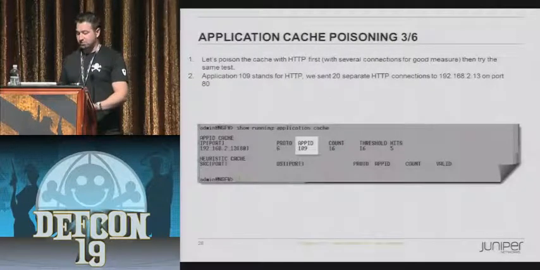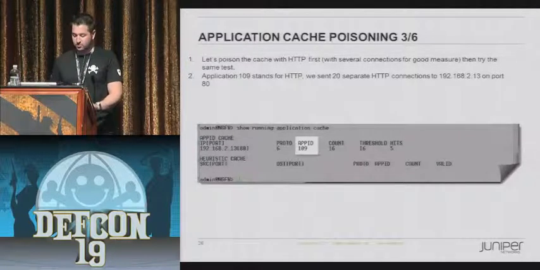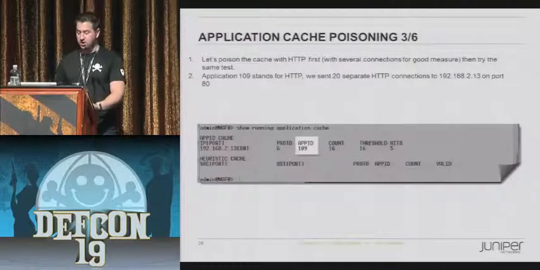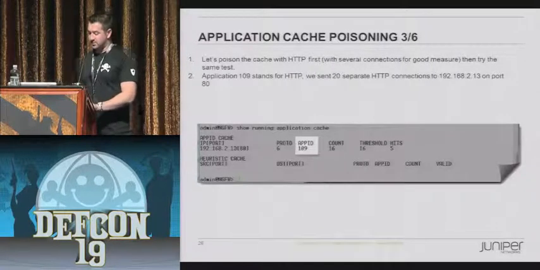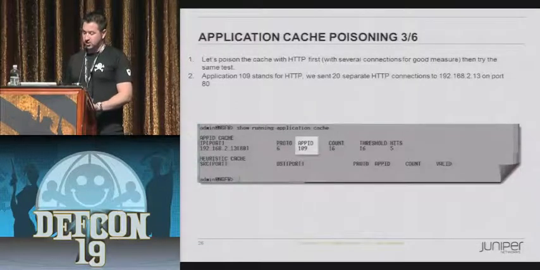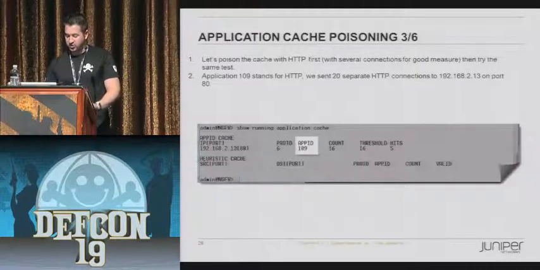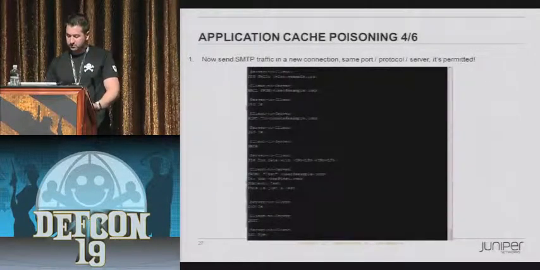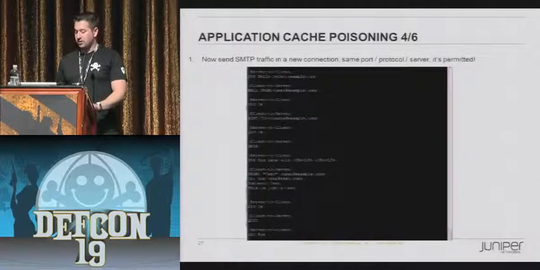So in this case, I just sent a bunch of HTTP messages. I just used this simple program I whipped up again, but you could use wget or really anything, as long as the client and the server can properly collude. So I send a bunch of HTTP messages, and you can see that it puts an entry in the application cache. Protocol 6 is obviously TCP, port 80, and it cached it as application ID 109, which stands for web browsing, in this case HTTP. And so now, whereas before I couldn't send my SMTP traffic through, I can.